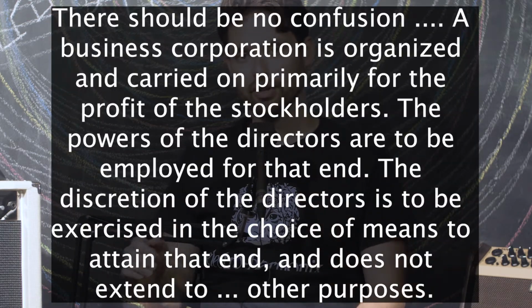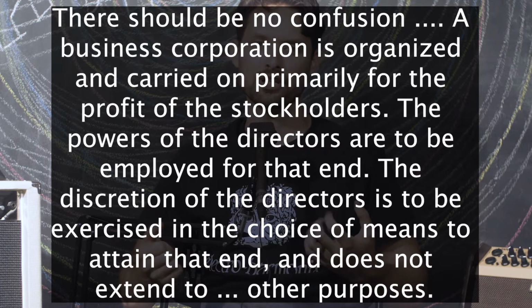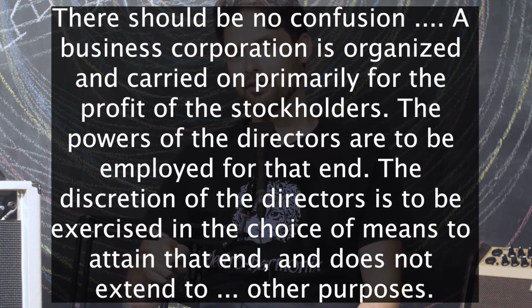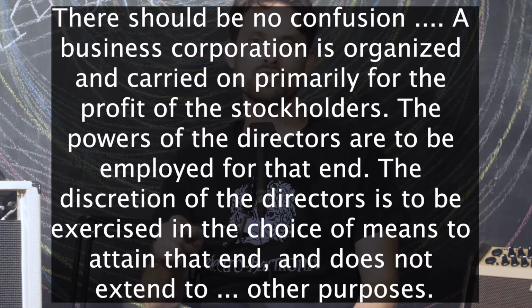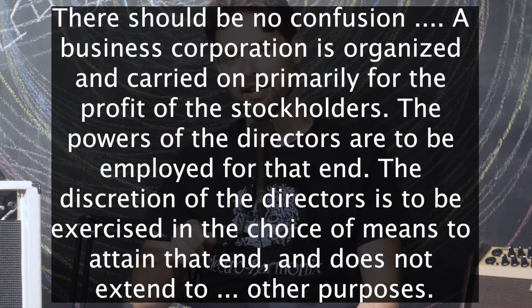Now, the Michigan Supreme Court found in favor of the Dodge brothers and issued a statement that is now famous in business ethics and business law. And I'm going to read the statement. "There should be no confusion. A business corporation is organized and carried on primarily for the profit of the stockholders. The powers of the directors are to be employed for that end. The discretion of the directors is to be exercised in the choice of means to attain that end and does not extend to other purposes."